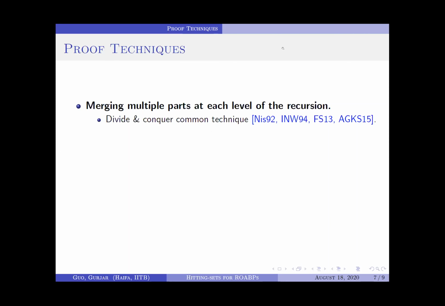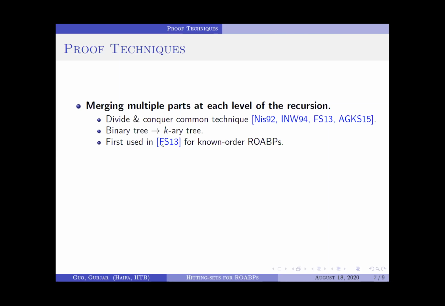Namely, if you want to construct a PRG or hitting set, you first divide your branching program, an ABP, into two halves, and you recursively construct the hitting set for each half and then merge them. So the recursion tree is like a binary tree. And we replace the binary tree by a k-ary tree, meaning that we merge k parts at each level. It turns out that if the width is small, it gives a better construction if you choose k to be super constant. And this idea is not new.